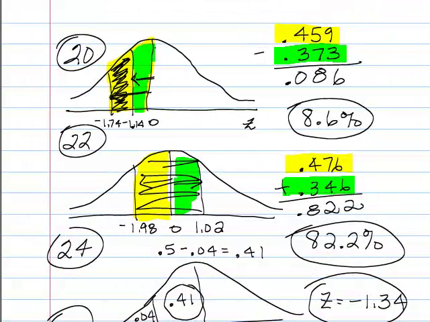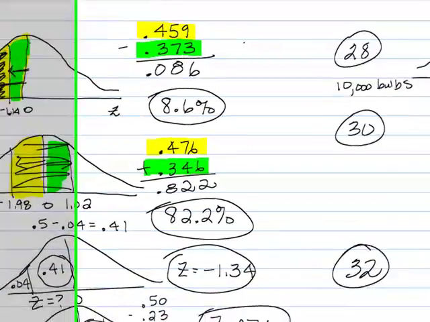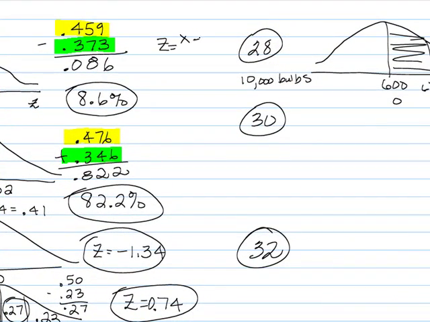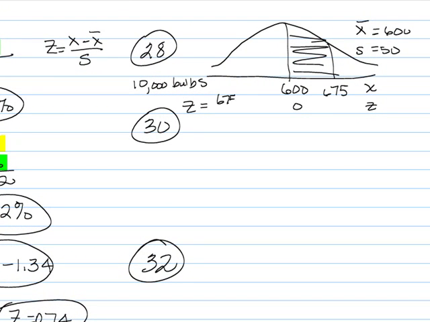Now, notice we know the z-score for the mean because 600 minus 600 divided by 50 is 0. We have to figure out the z-score for 675. Our table doesn't include light bulb numbers, but it does include z-scores. So we have to convert everything to a z-score. So just a reminder, we're going to take x minus x bar and divide it by s. So in this case, 675 minus 600 divided by 50. We're going to have 75 divided by 50.